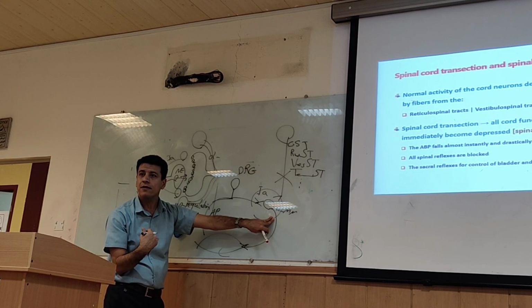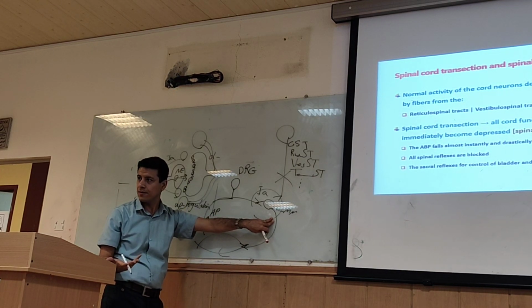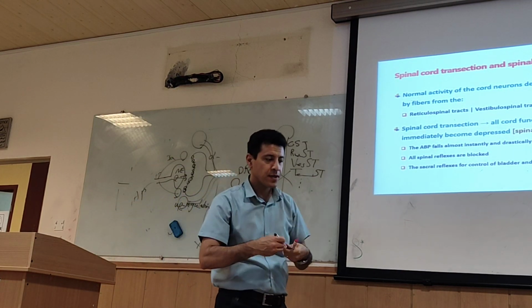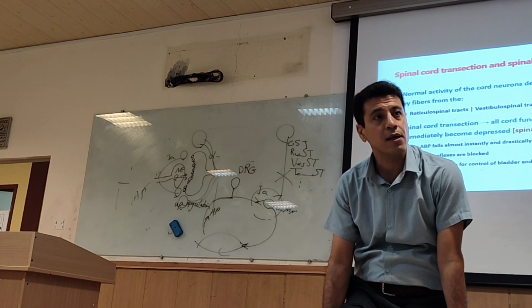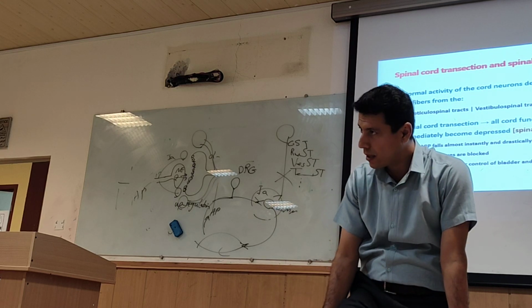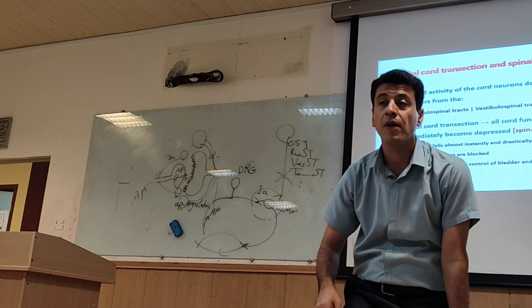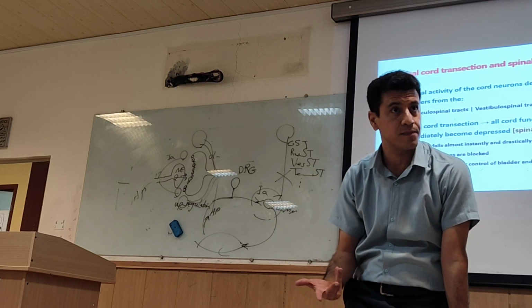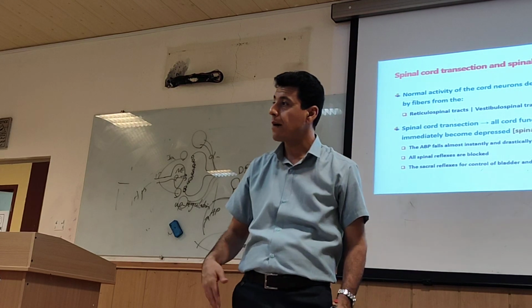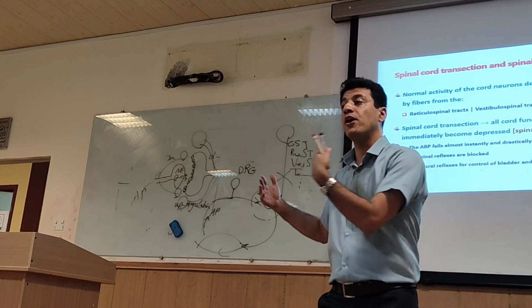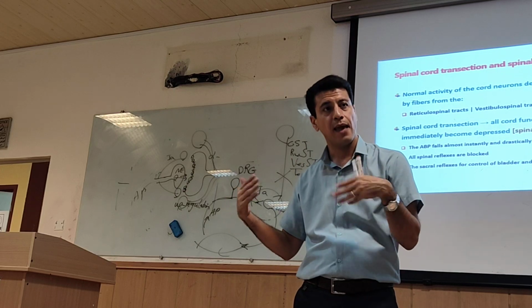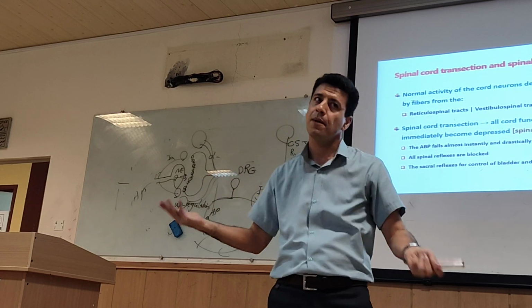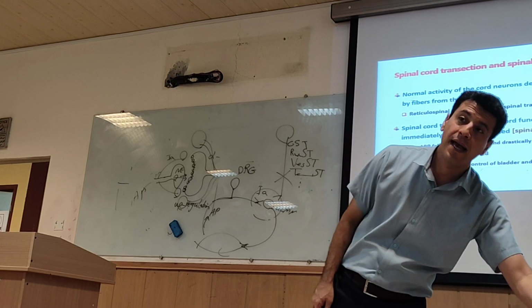But when they come back, they are not regulated, right? So they are exaggerated. So if you hit the knee, instead of seeing a small response, you'll see a stronger answer. We call this hyperreflexia. So hyperreflexia happens after spinal shock. So spinal shock ends, and after that you have hyperreflexia. Any question?